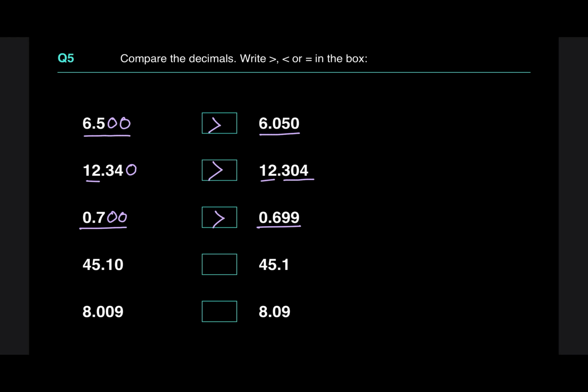Next one, 40.10 and 40.10. This is an interesting one, guys. Just look at this. 2 decimal places, just 1. Make it 2. 40.10, 40.10, and so they are equal. The last one, 3 decimal places on the left. This has only 2. We make it 3. 8 and 8 before the decimal point is the same. This is 9 and this is 90. So this is greater. It's easy, right?